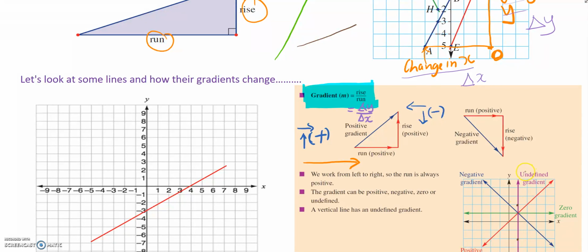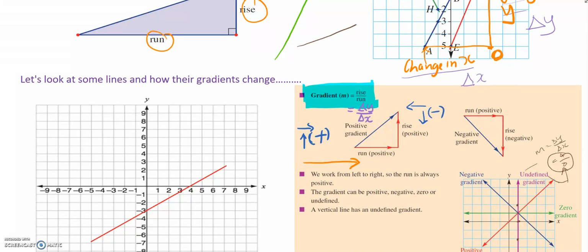So 1, 2, 3, 4. For this undefined gradient, m equals change in y over change in x. Change in y is 4. Change in x, it's not going anywhere. This point is still on the same x value. So the change in x is actually 0. And we know that anything over 0 is always undefined. So that's mathematically looking at it.